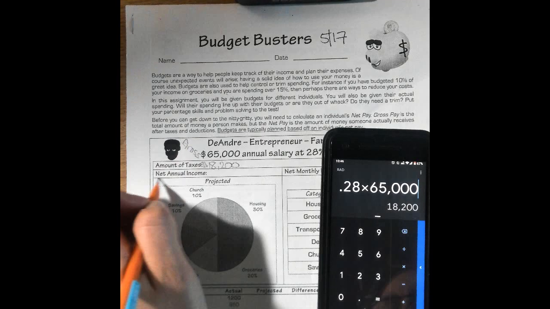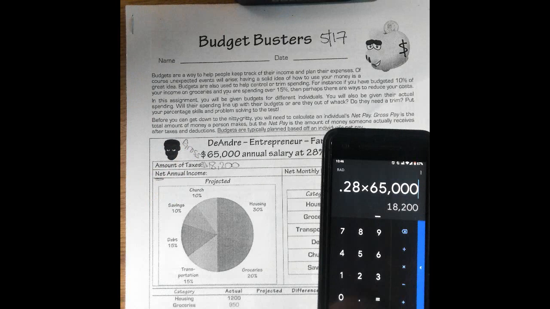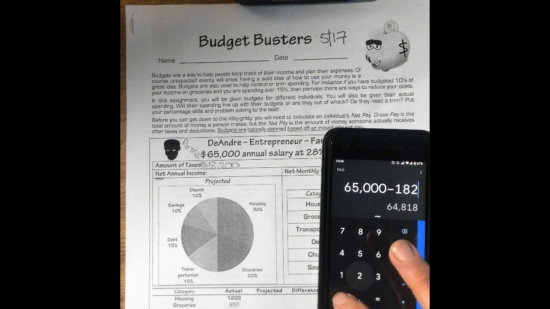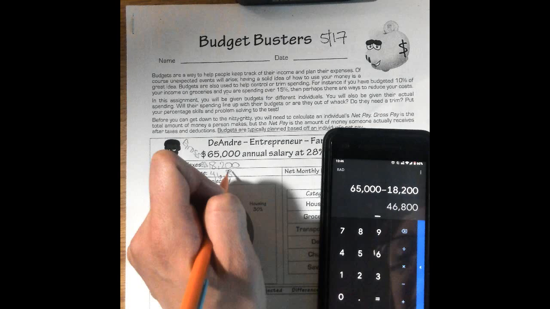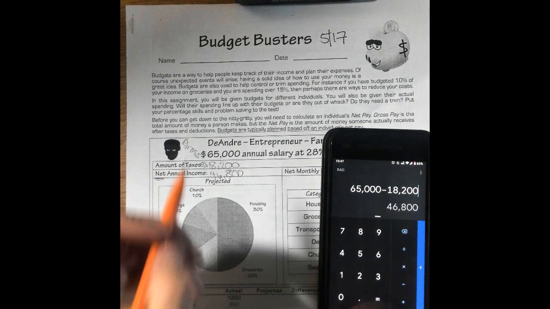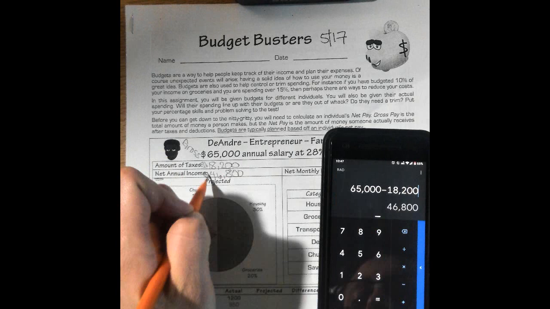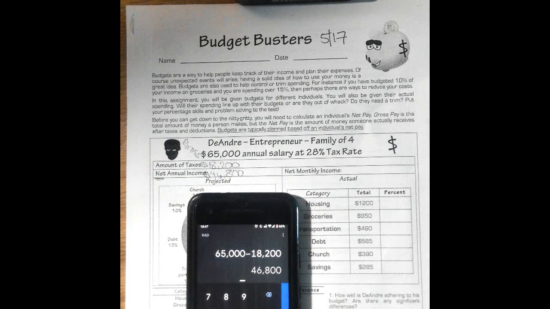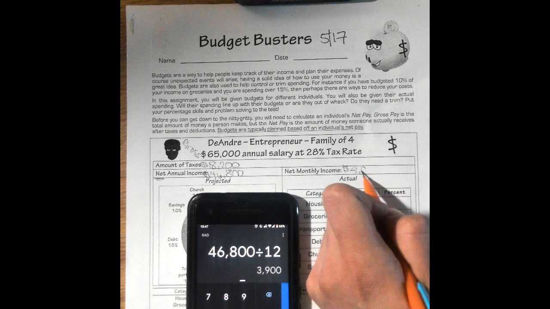So he's got to take that 65,000 and he's got to subtract the 18,200, which means he only gets to keep $46,800 of his salary. So that's for 1 year. The next part asks you for the net monthly income. So that's how much he gets after taxes. So you're going to divide that by 12 because there's 12 months in a year. So he gets $3,900 a month.